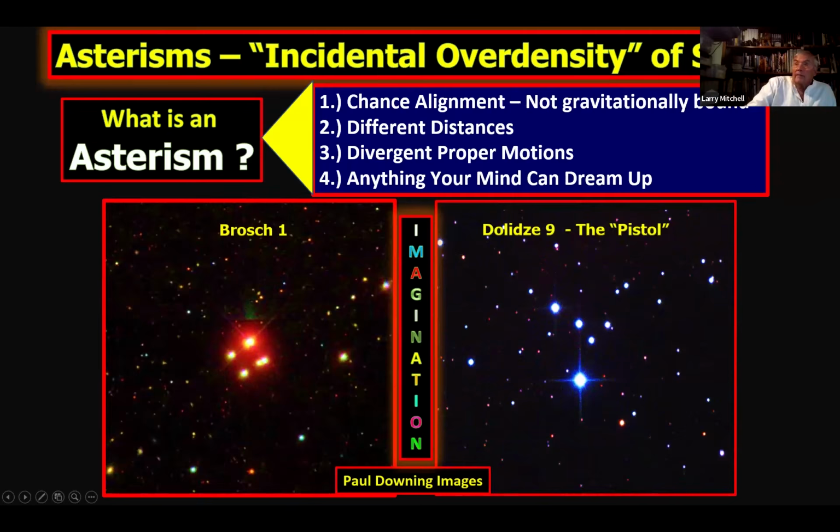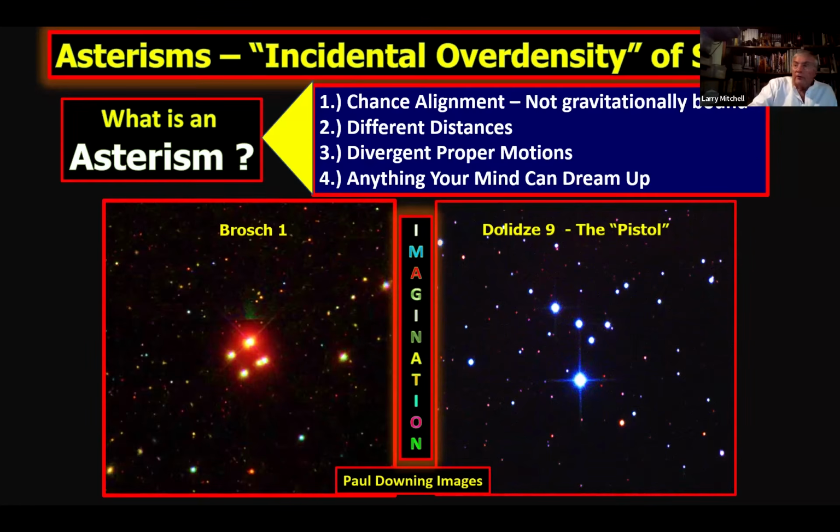All right, we'll talk a little bit about asterisms. I read an article, someone called them an incidental overdensity of stars, which I guess is a good description of them. But asterisms, as I mentioned, are chance alignments. They're not gravitationally bound. They're at different distances. Some are foreground, some are background objects. They have divergent proper motions. And an asterism is anything your mind can dream up.